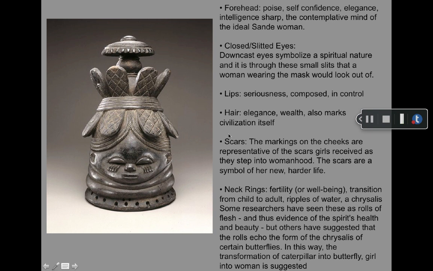Here you have the lips. They're pursed. They're very serious. This is a mood of composure and control, right? Women are supposed to be composed, serious, and controlled within the society.